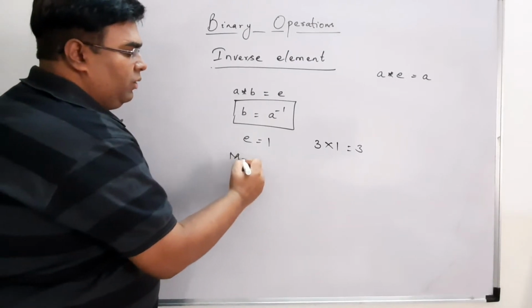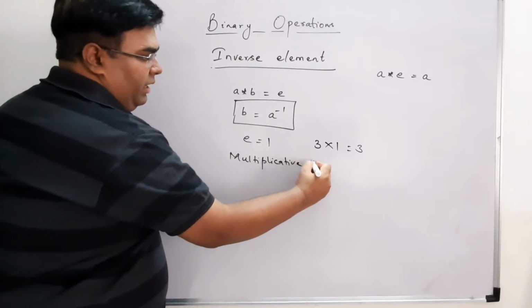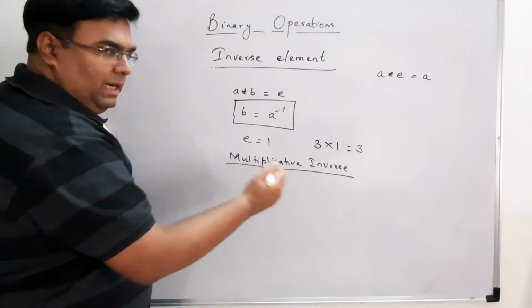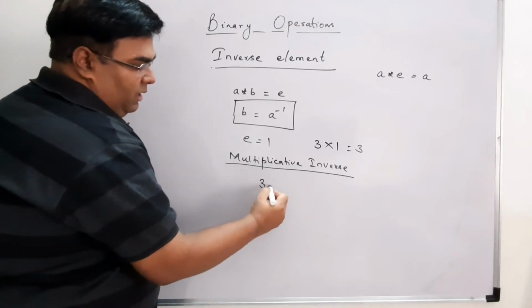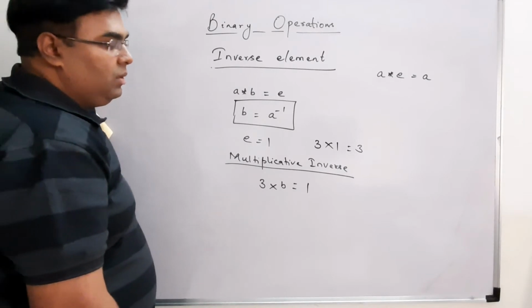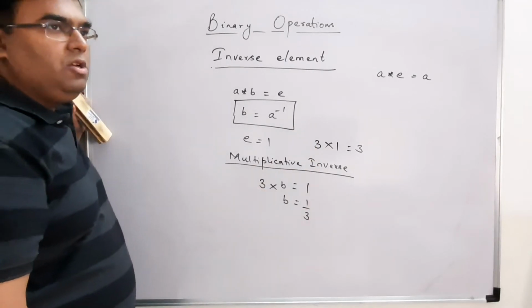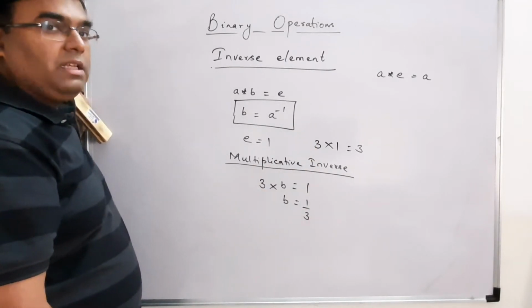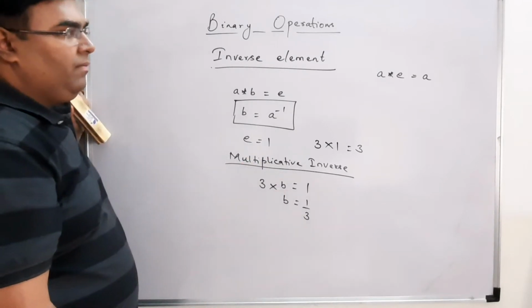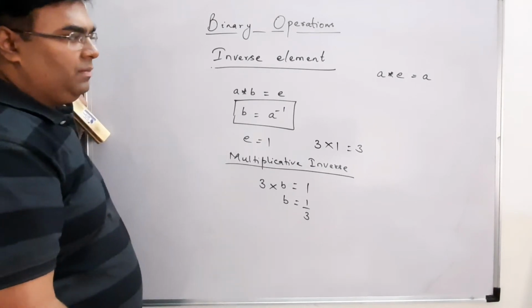So here also it is called multiplicative inverse, right? Suppose that element is B. So if I multiply, we should get what? Our identity element, which is 1. So what is B? 1 upon 3. So in multiplication operation, the reciprocal of the number is known as my multiplicative inverse, right? So similarly, we can find out the inverse element in any operation, right?